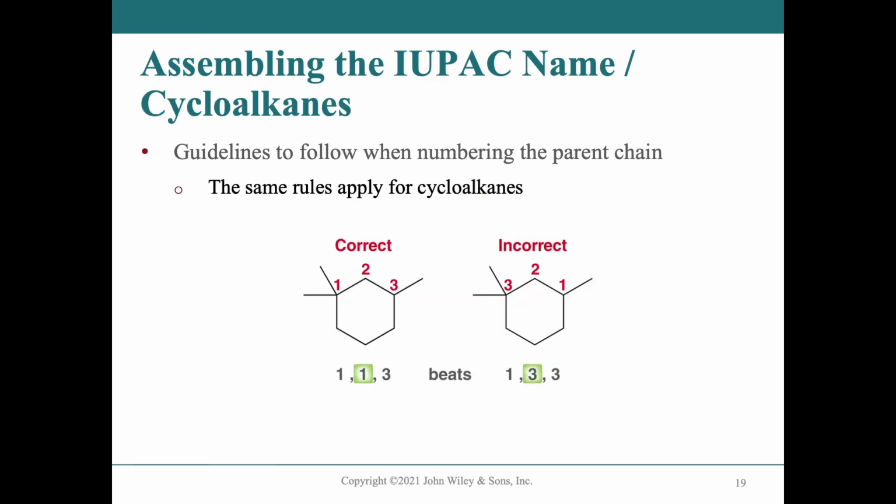All right. What if it's a cycloalkane? The same rule applies for the cycloalkanes. This is going to be a cyclohexane right here. 1, 2, 3, 4, 5, 6. And this time, again, you want the one with the most substituents to have the lowest number.